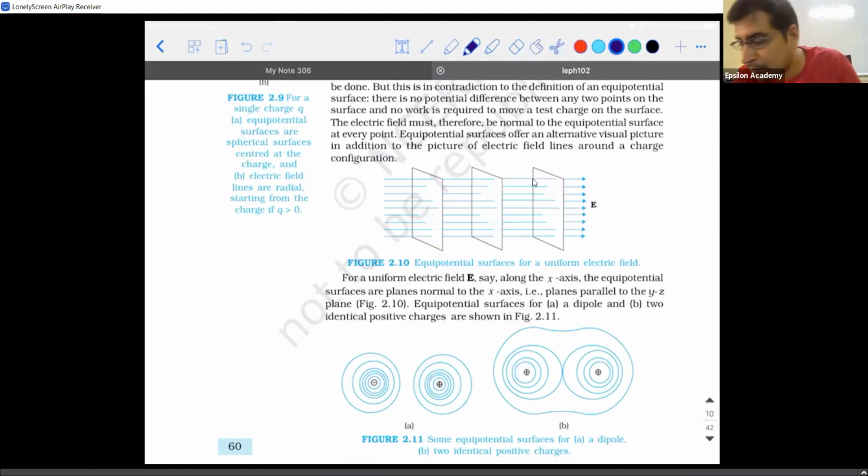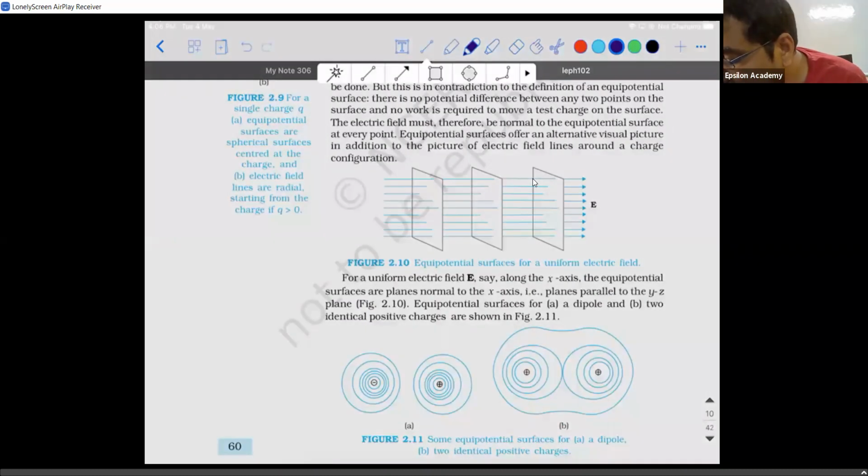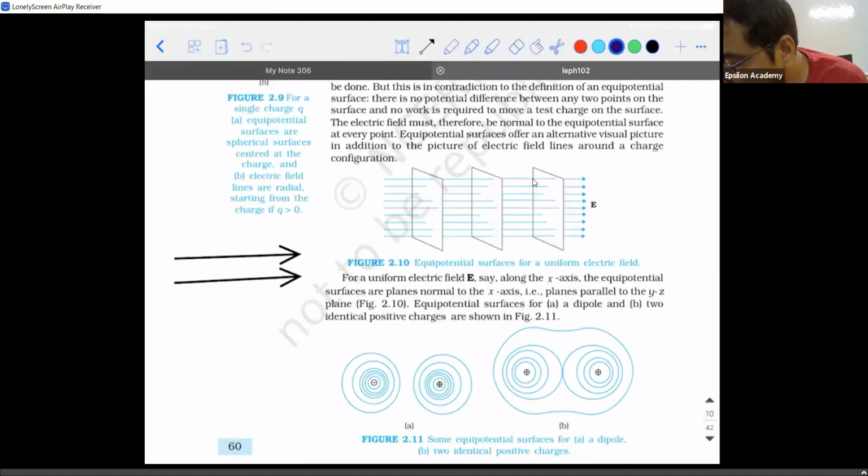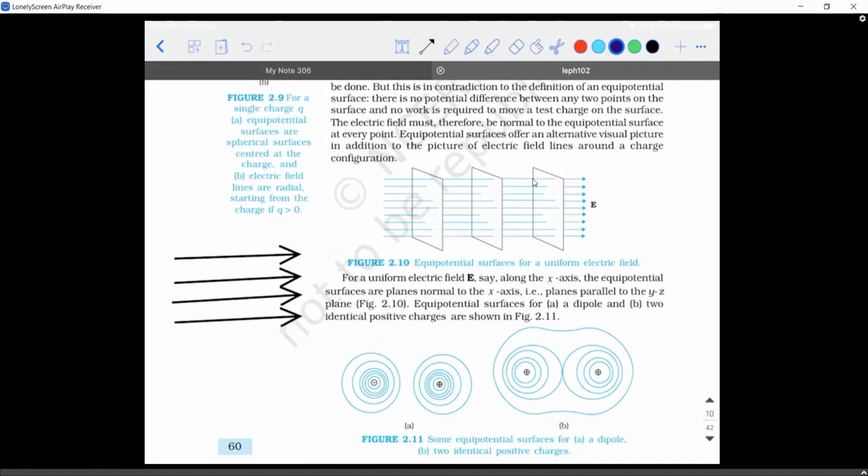Suppose I have a set of parallel rays, then what kind of a field is it? Uniform electric field. Yes, it is a uniform electric field.